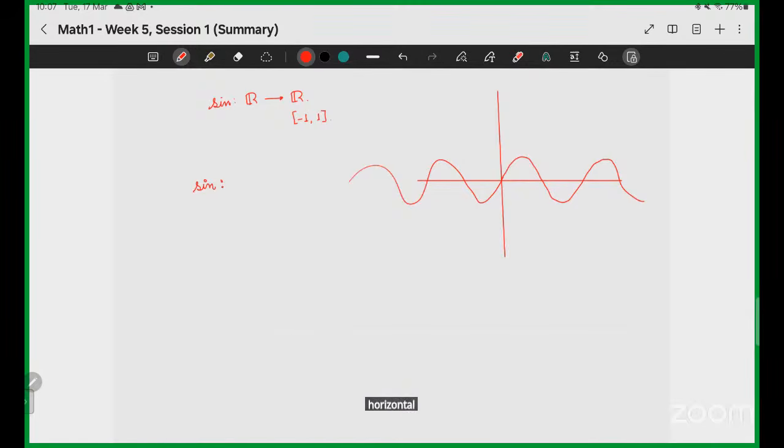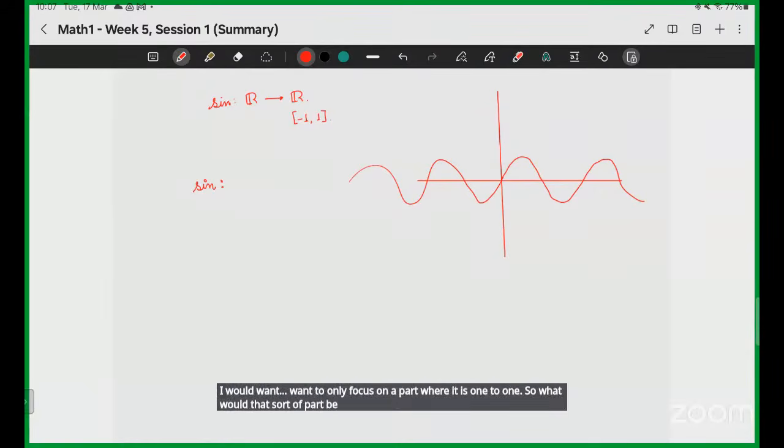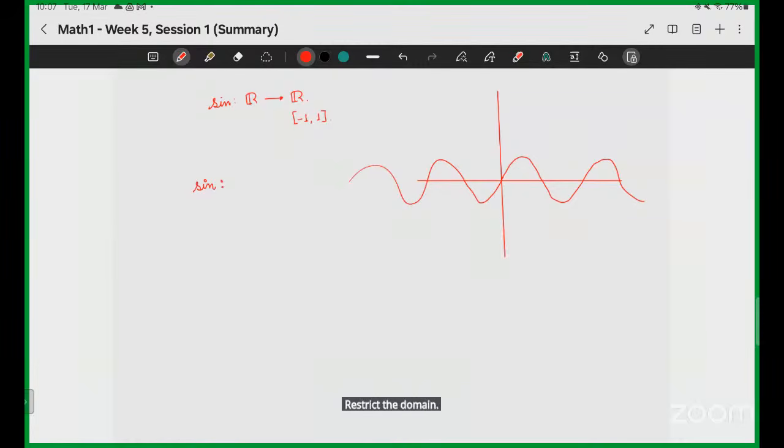Horizontal line test. I would want to only focus on a part where it is one-to-one. So what would that sort of part be like? Restrict the domain. The domain should not be -1 to 1. It is something else. It is minus half to half.